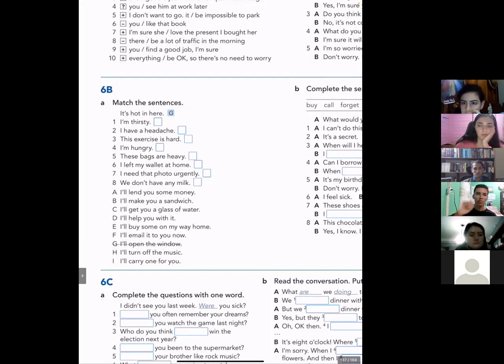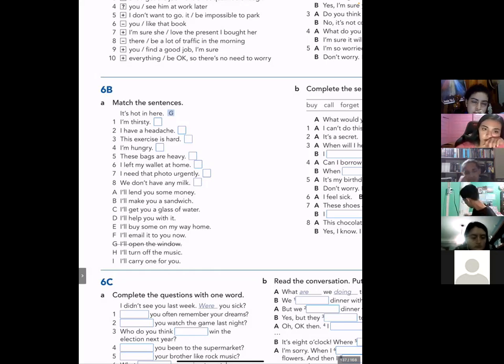Ale, can you do number 1? Letter C, teacher. I'm thirsty. Letter C says, I'll get you a glass of water. Yep, that is perfect. Number 2, Anita, can you do number 2? Letter H for number 2. I have a headache. H says, I'll turn up the music. Yeah, that one could work actually.